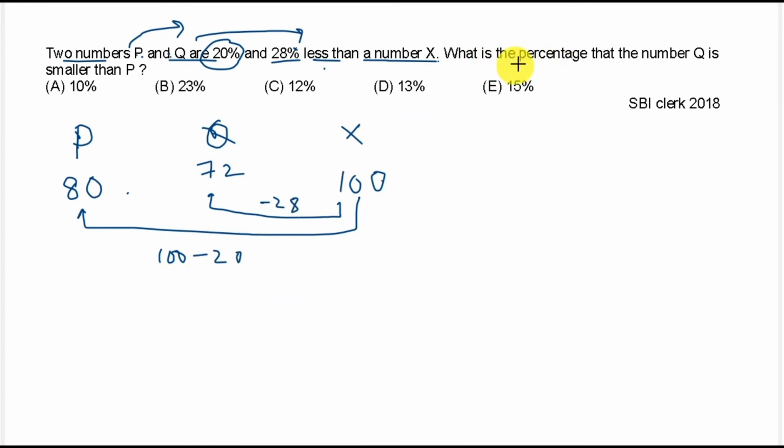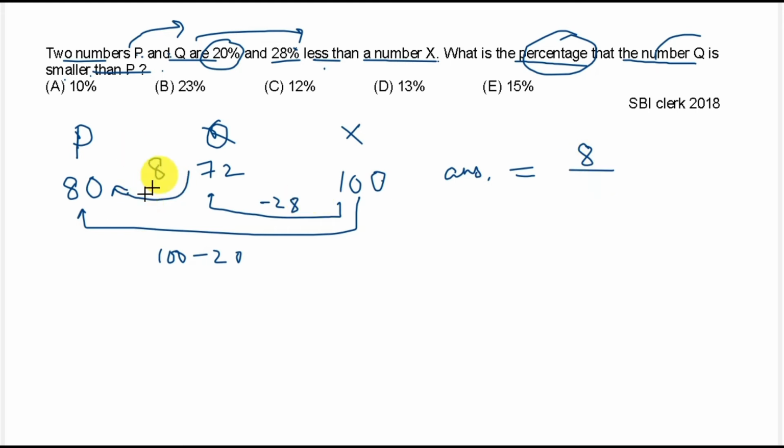What is being asked is what is the percentage that number Q is smaller than P, right? So it says what percentage. So we have to calculate the percentage. The number Q is smaller than P. So here they are asking about the difference. And what is the difference? 8. So what is the required answer? It is 8. Okay, the difference is 8, and the difference is comparing with respect to P or Q.